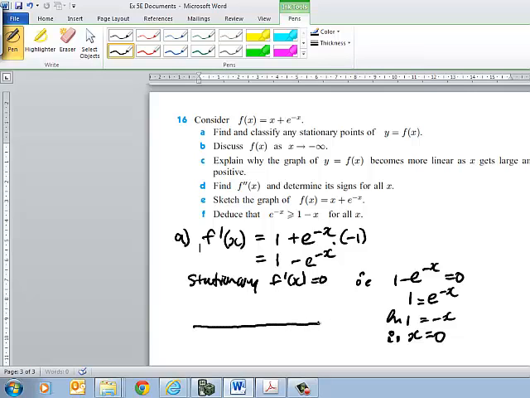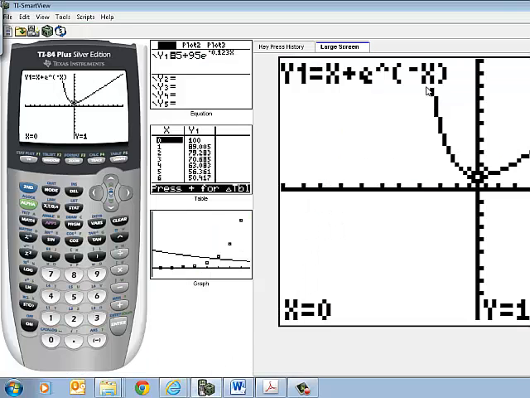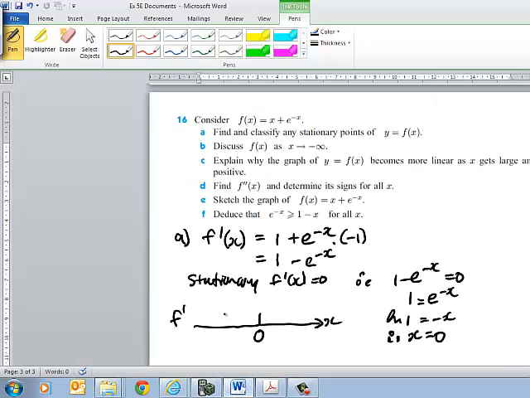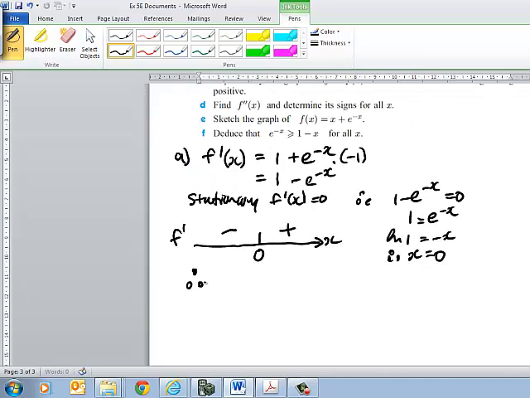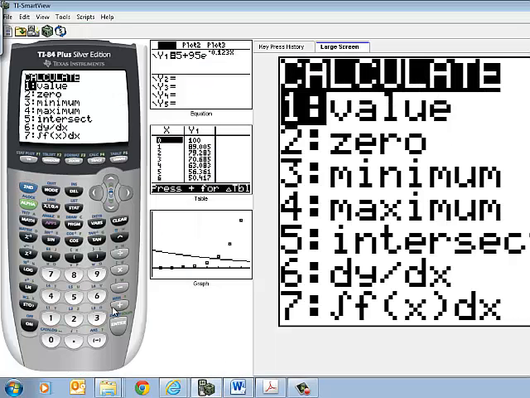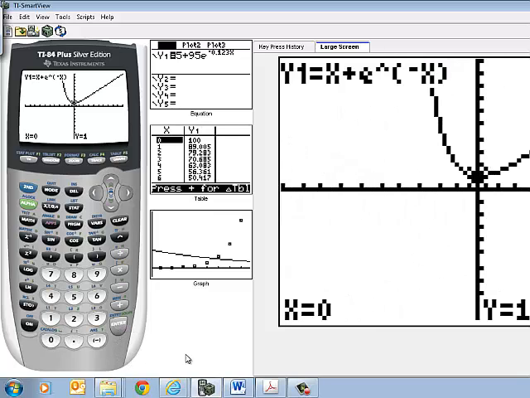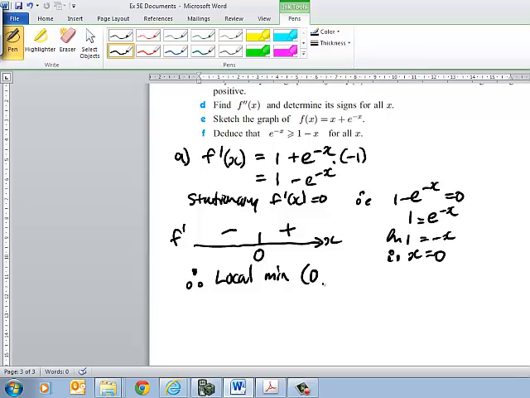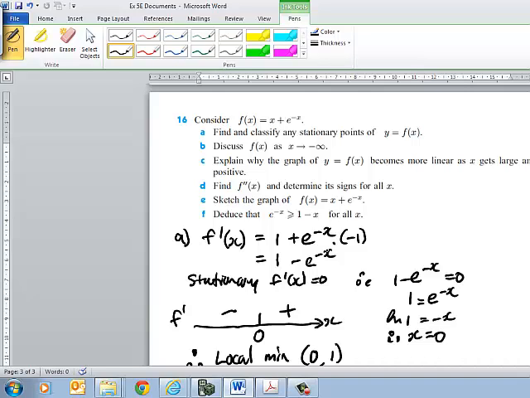If we do our sign diagram for that, we've got our first derivative for x, with 0 there. I've now graphed this on our calculator. You can see that it's got a negative slope there and a positive slope there. So on our particular function we've got negative and positive, therefore we have a local min at 0. Now to find the other point we need to go into our calc value, and it will tell us our local min is at (0, 1). So that's part A done. We've found the stationary points and we've classified that stationary point.